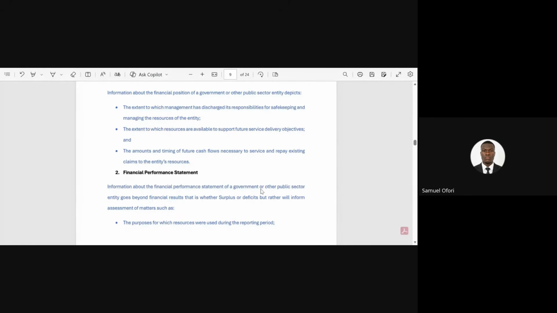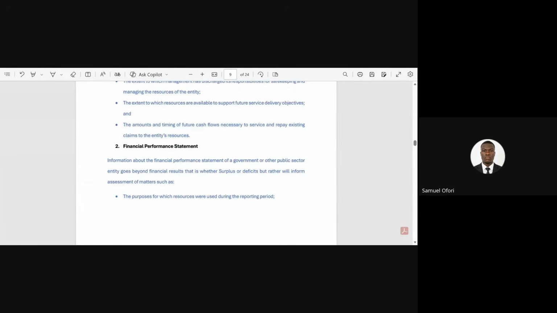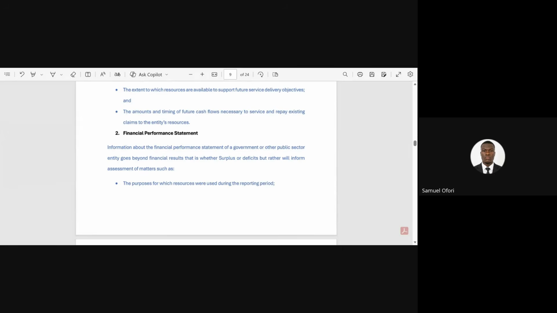Okay. So what does this financial performance show? You see, the profit and loss, it shows what profit or loss, right? But in the public sector, we don't show profit or loss. We show what? Surplus or deficit. Okay. So it will show surplus or deficit. And in that case, we are going to look at the purpose of which resources were used during the reporting period. Okay, so we are going to look at the purpose.